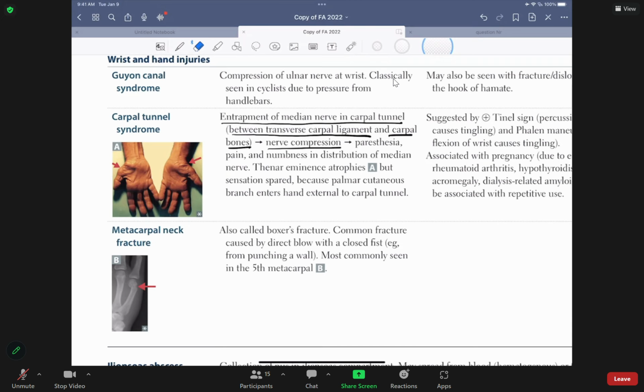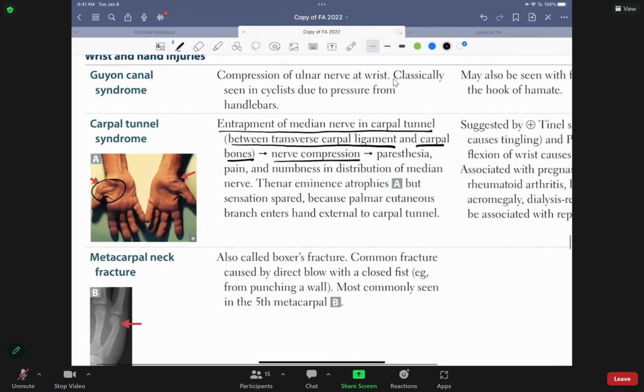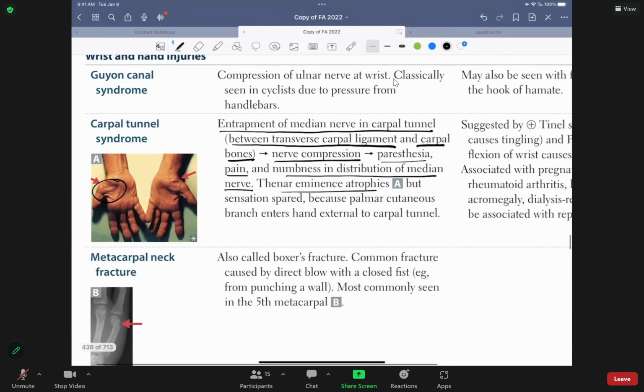So which means your sensation in 3.5 is affected, and the muscles of the thenar are going to be atrophied. Look at that. It's atrophied here. Do you see that? That's called thenar atrophy. So the patient has paresthesia, pain, and numbness in the distribution of the median nerve. So no sensation of the anterior part, 1, 2, 3, half of the fourth finger. Is that clear, folks? And then, thenar atrophy.